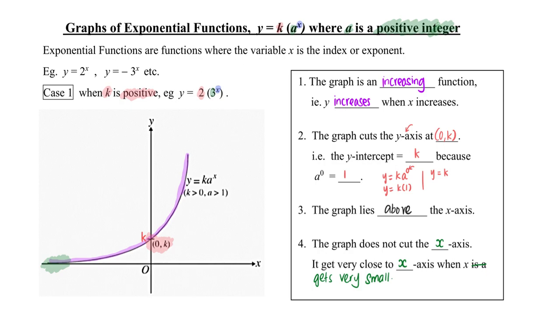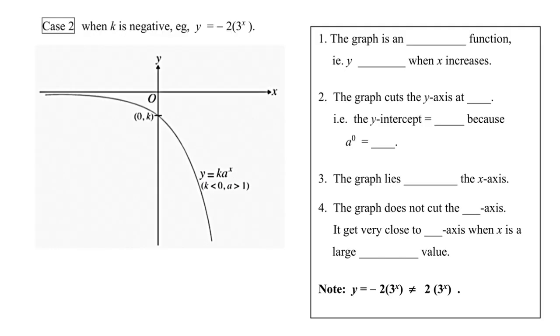Next, we are going to explore case number 2 where k is negative. Welcome to this video where we are going to explore the case where k is negative. Yep, in this case here, negative 2. Okay, and so this will be how the graph looks like.